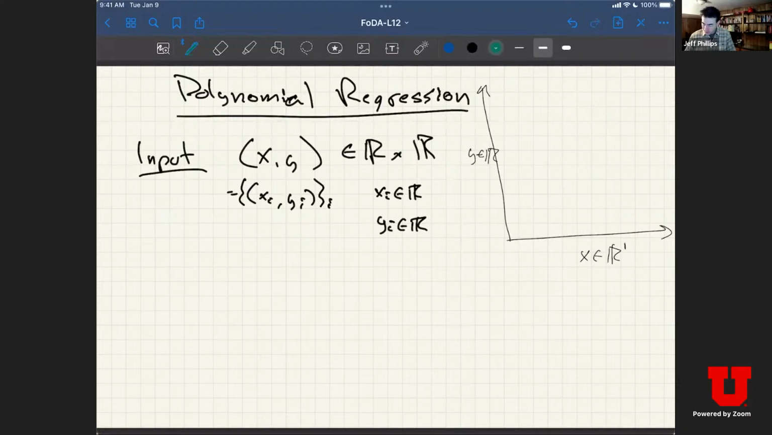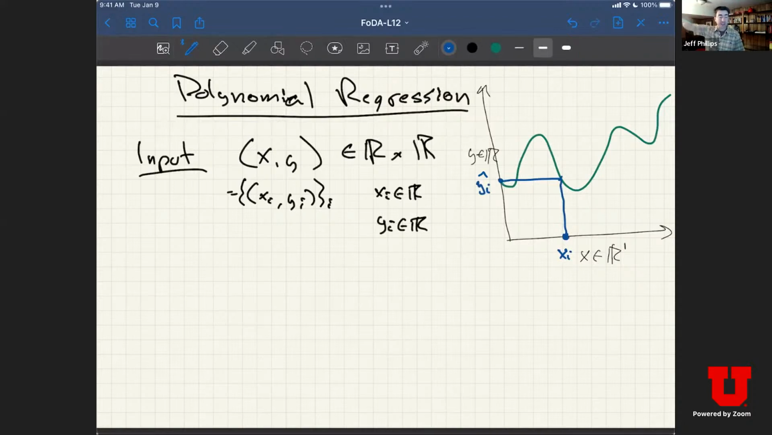But what I want to do now is to find a function that might be curvy, right? So it might be curvy in the space. For every data point, I'm still going to map up to a single Y value. So I'm still going to get a Y hat for each Xi. But I don't want to enforce it's linear. I want to allow it to be a polynomial.